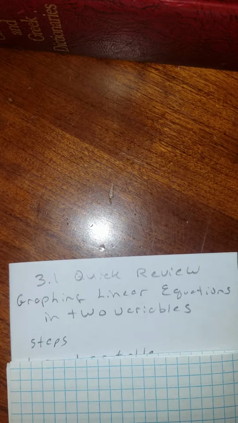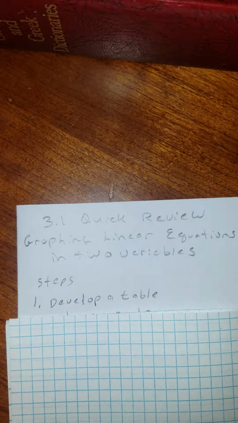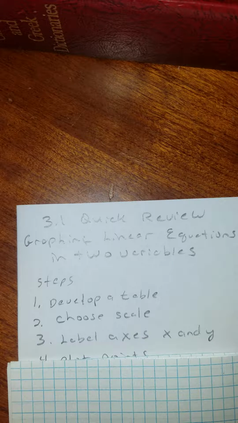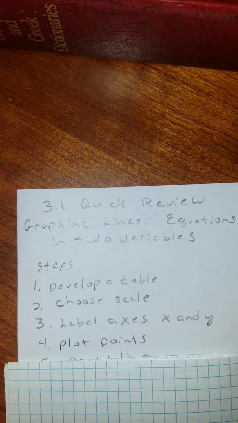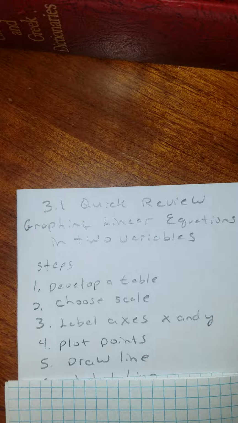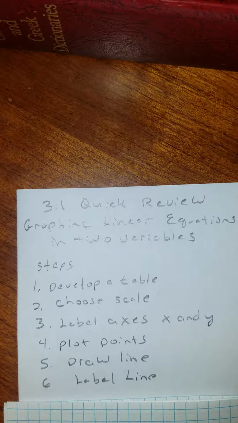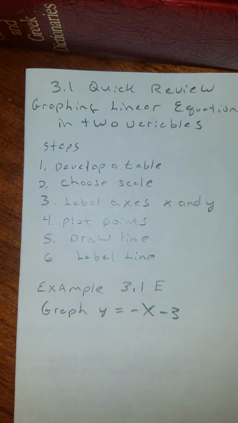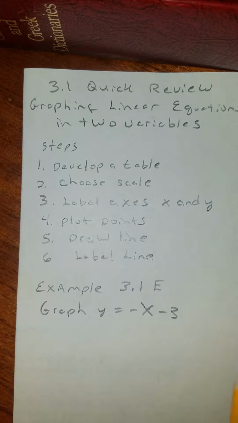The steps for graphing: 1, you're going to develop a table. 2, choose the scale. Label your axes, X and Y. Plot your points. Draw the line, connect those points basically, and then label your line. For this example, I'm going to use 3.1e, which is found on page 96.